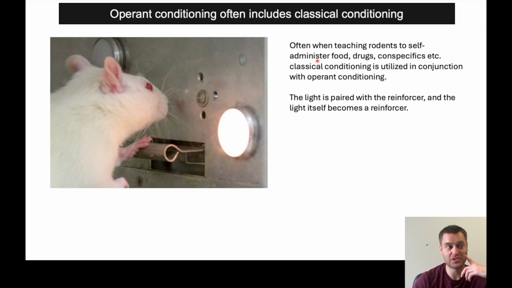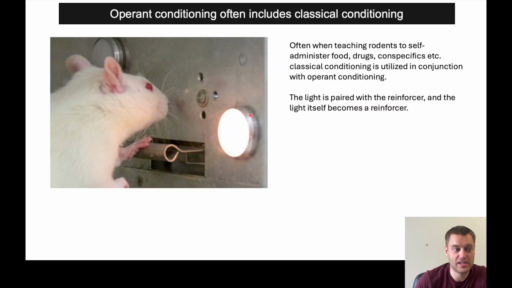Often when teaching rodents to self-administer food, drugs, or conspecifics... obviously in my PhD, what I primarily did was teach rats to self-administer cocaine. Self-administer means that they're giving themselves the drug. But they will also do that with food or conspecifics, which just means another rodent. You can teach them to press a lever, and then a little door will open and allow them to play with another rat for some period of time. They will do that. The light is paired with the reinforcer, and the light itself becomes a reinforcer.